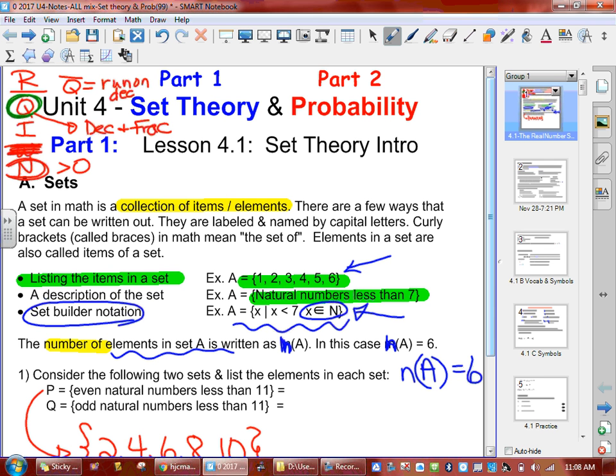I crossed off W because we were talking about N. W is the whole numbers. Whole numbers is all the natural numbers plus 0, so the counting numbers plus 0. And again, these go to positive infinity, so they carry on forever and ever. I'll give you a minute to write that down.